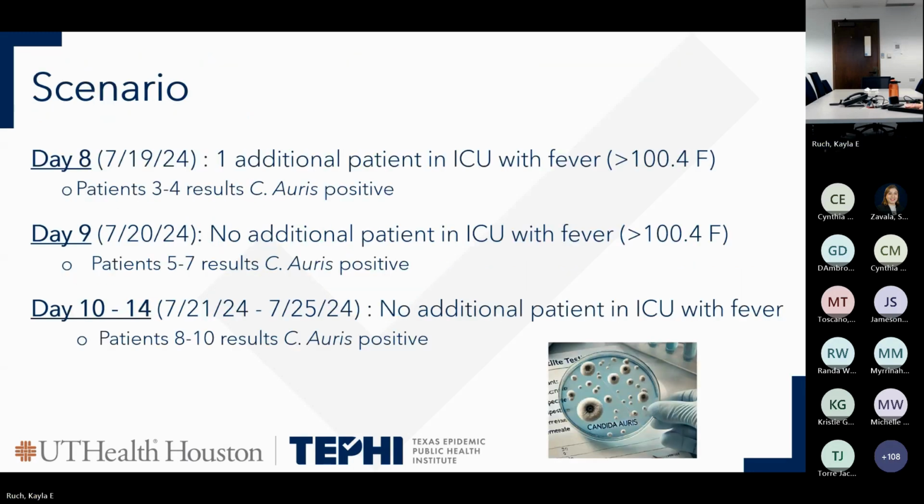Okay. So then on day 8, you have one more patient. Patients 3 to 4 are C. auris positive. Day 9, you have patients 5 to 7 that are C. auris positive. And on days 10 to 14, patients 8 through 10 are C. auris positive. So you have different timelines for when the patients were symptomatic and now their test results, and all 10 patients have now been confirmed as C. auris positive.